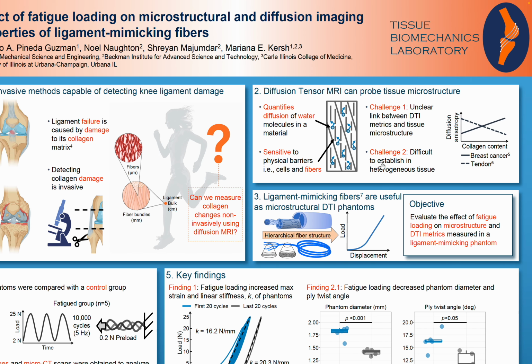Diffusion tensor MRI is a promising non-invasive imaging method that quantifies the diffusion of water molecules in a material. Because it is sensitive to physical barriers, such as cells and fibers, it can provide an indirect measure of tissue microstructure. However, there is an unclear link between DTI and tissue microstructure due to the high heterogeneity of knee ligaments and biological tissues in general.